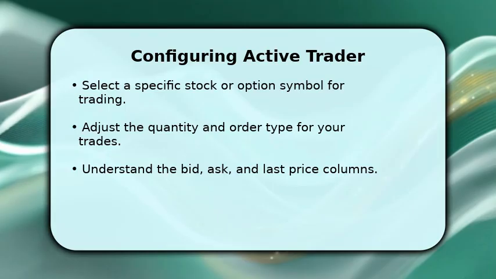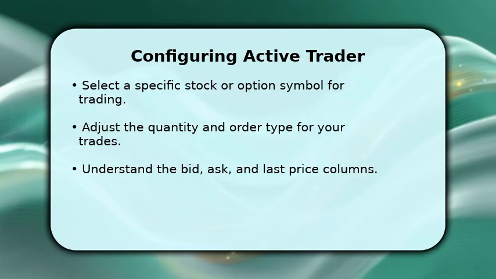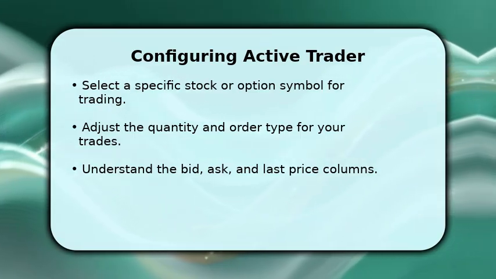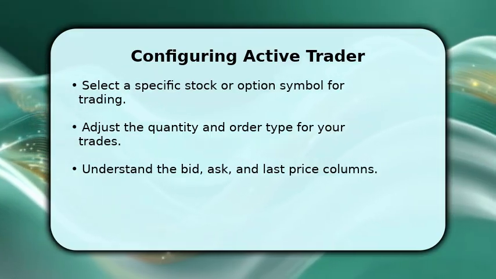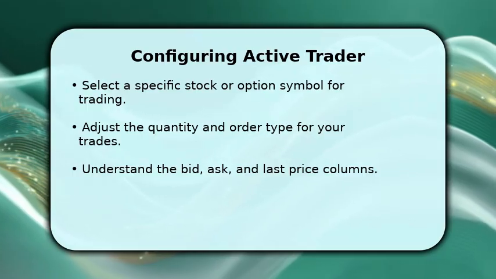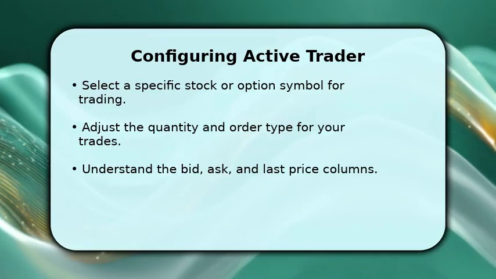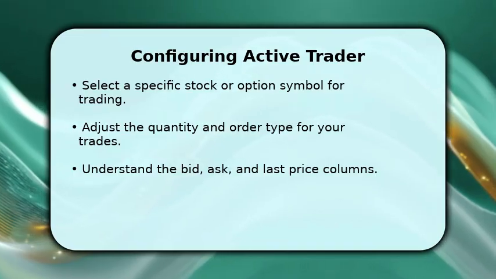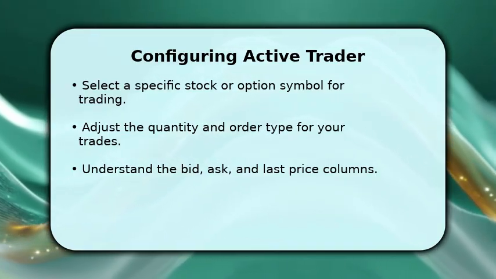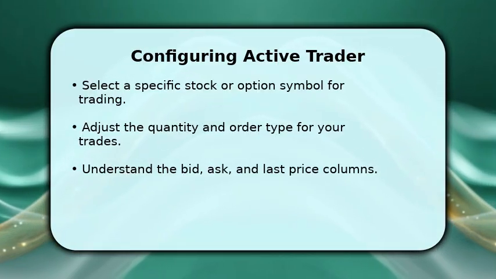Now let's configure your active trader. Begin by selecting the specific stock or option symbol you wish to trade. You can type it directly into the symbol box. Next, adjust your desired quantity and choose an appropriate order type, such as market or limit. It's crucial to understand the bid, ask, and last price columns, as these provide real-time market data essential for informed decisions. This setup prepares you for efficient order placement.